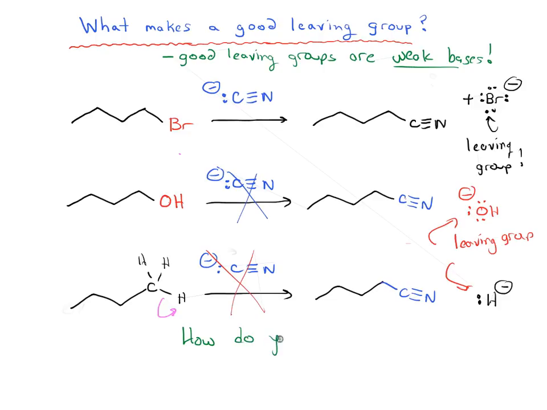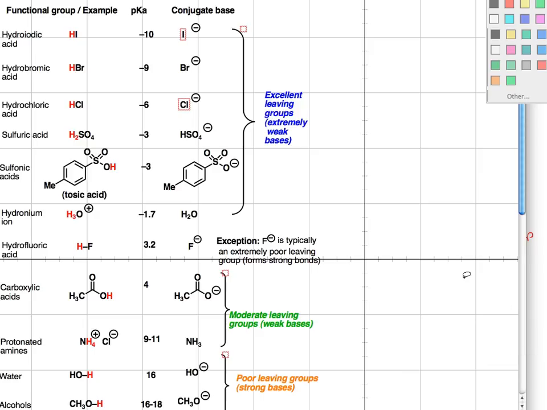Like, how do you know, or how do you look up whether something's going to be a good leaving group or not? Well, there's something called a pKa table. So I've drawn up an example of a pKa table here, and also put some examples of good and bad leaving groups here. And if you start at the top of the pKa table, remember that one of the strongest acids you'll encounter is hydroiodic acid, HI. And the stronger the acid, the weaker the conjugate base.